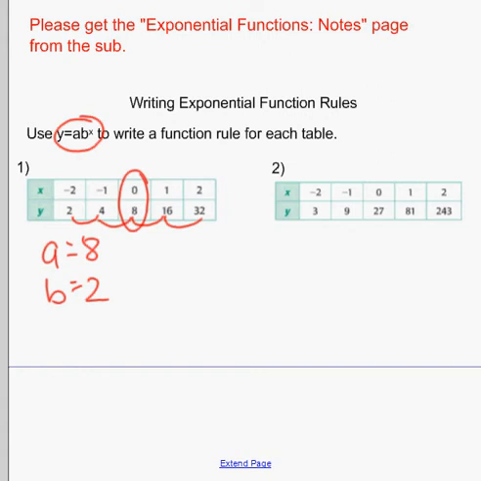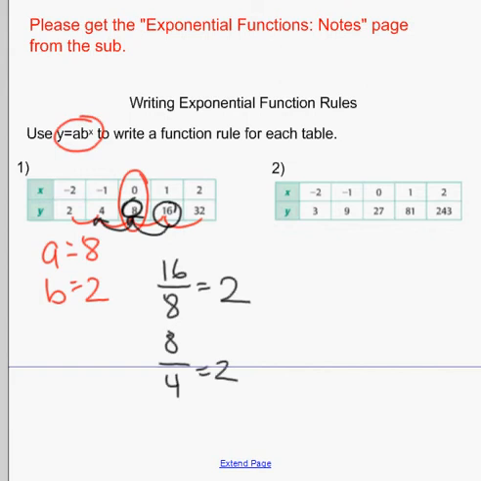If that is a little bit difficult for you to figure out that b is 2, another way of doing it is you can take any y value and divide it by the previous y value. In other words, 16 divided by 8 gets me 2. I could also do it with 8 and 4. If I take 8 and divide by 4, that's going to get me 2. Any time I take the y value and divide by the previous y, it's always going to get me 2. That, again, is my b value.